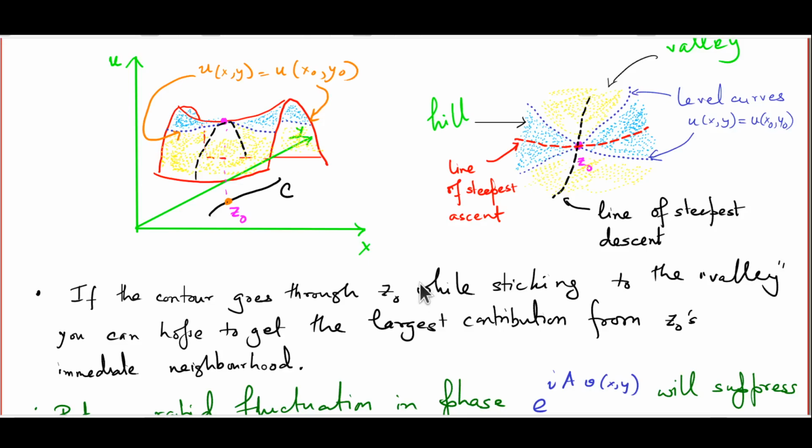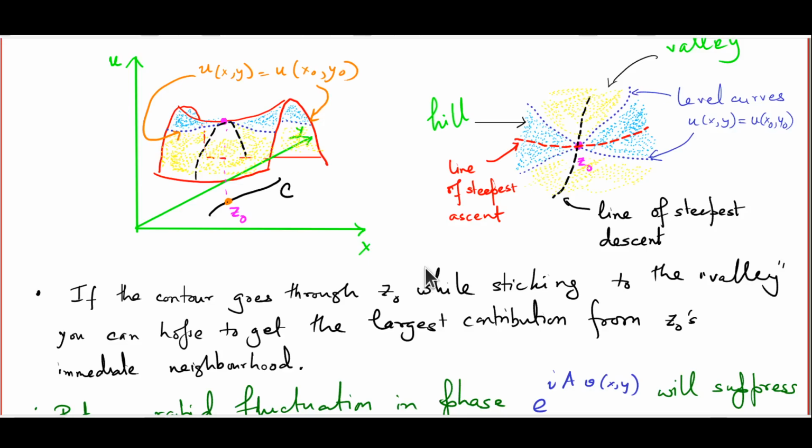Now, there are two specific lines, one in the hill and the other in the valley, which are of great interest, especially the latter one. You have a line of steepest ascent and a line of steepest descent. So the line of steepest ascent is a line along which the value of u increases most rapidly as you move away from the saddle point. And the line of steepest descent is one along which it decreases the most rapidly as you move away from the saddle point. In both cases, you're using the saddle point as a sort of reference.